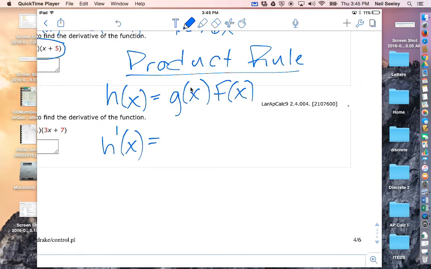A lot of us make the mistake of thinking that the derivative of two functions multiplied, you just take the derivative of the first times the derivative of the second, and that's not true. It actually requires more than that. So you've got to set up the little template for the product rule, and once you do that, you're good to go.